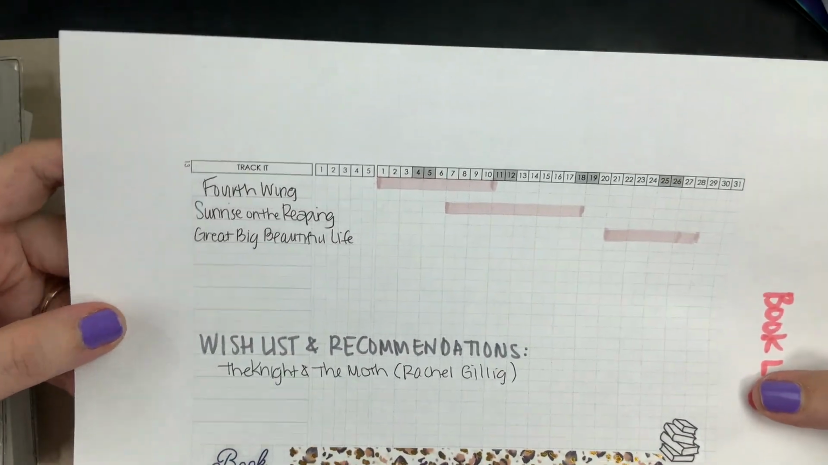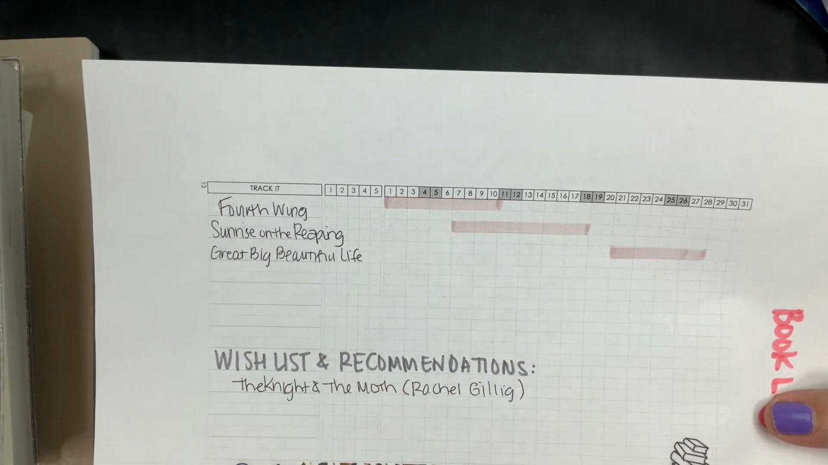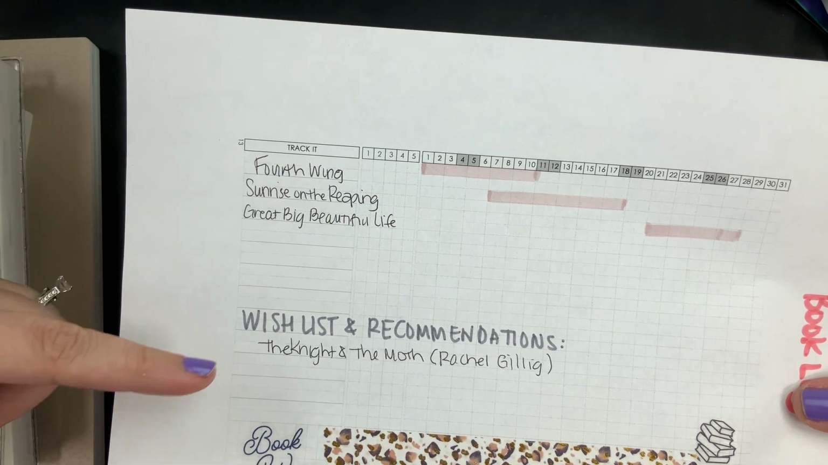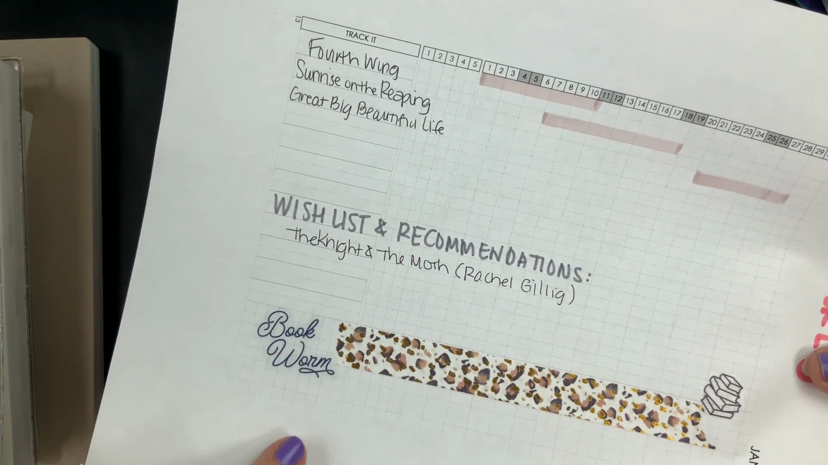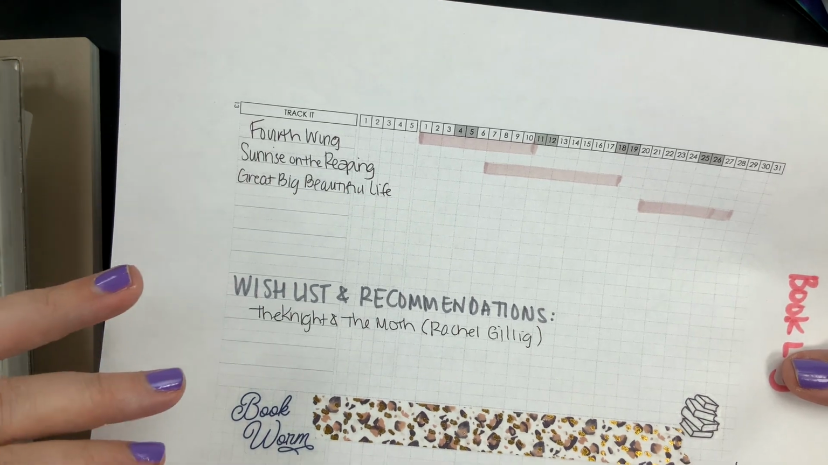You could also use it to track books that you're reading. So you could track the books that you've read and how long it took for you to read each book. You could add a section for a wish list or recommendations to keep track of that. You could add a little bit of deco, really customize it and make it as pretty as you wanted or as simple as you wanted.